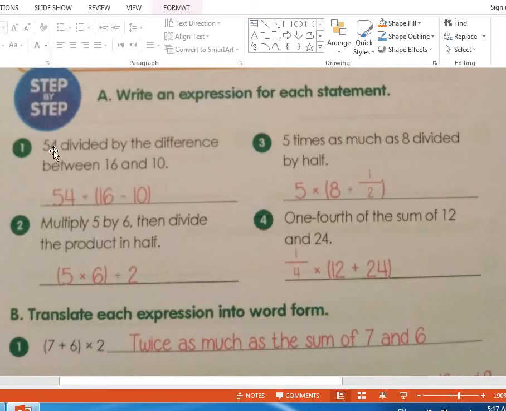I have here 54 divided by the difference between 16 and 10. Difference means what? Minus, 16 and 10. 16 minus 10. Okay, it's very clear, right?